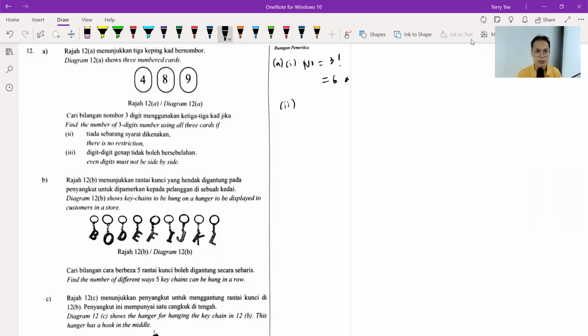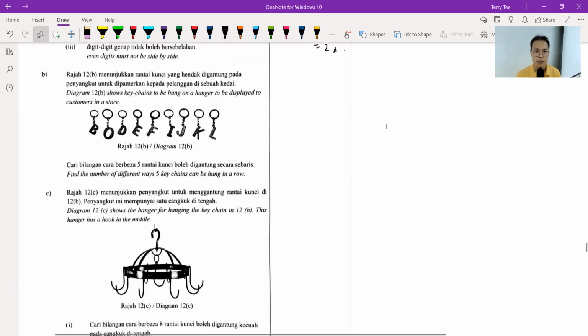Okay, the second one, they say the even digits must not be side by side. Notice you only have 1 odd and 2 even. So the even ones cannot be side by side if you put the odd in the middle. So in this case, I need to put 9 in the middle. How many ways to put 9 in the middle? 1. The even 4 and 8 can be placed on the left or on the right. How many ways to do that? 2 times 1, or 2 factorial. So the number of ways is 1 way to put the 9 in the middle and 2 factorial ways to arrange the other 2 on the sides. Not difficult, right?